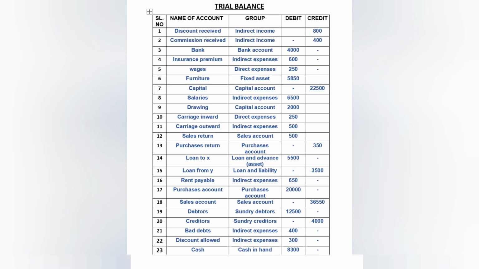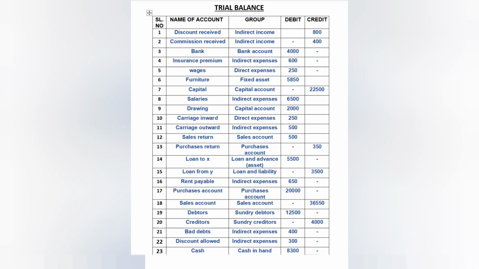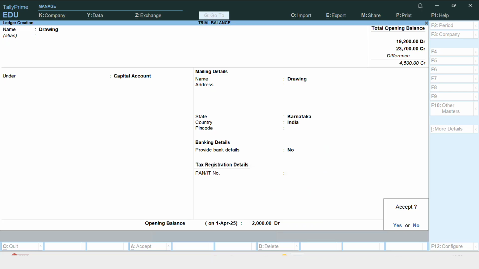The next one is salaries with the group indirect expenses and an amount of 6,500. Enter the name salaries, select the group indirect expenses, enter the amount 6,500 and click Enter. The next one is drawing with the group capital account and an amount of 2,000 debit. Enter the name drawing, select the group capital account, enter the amount 2,000, and check the debit before clicking Enter.